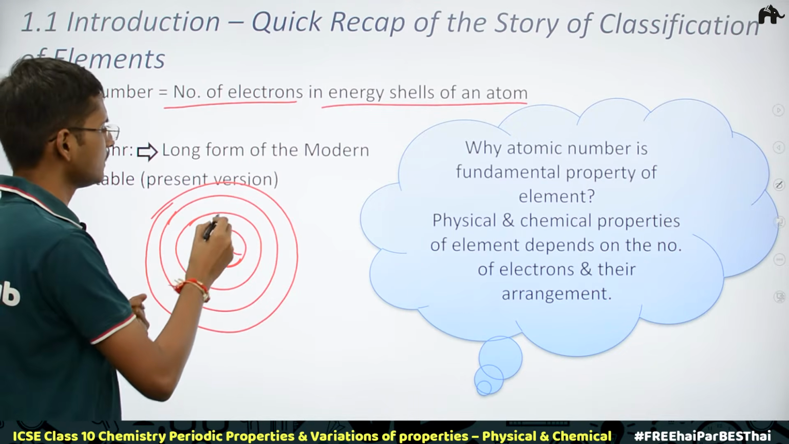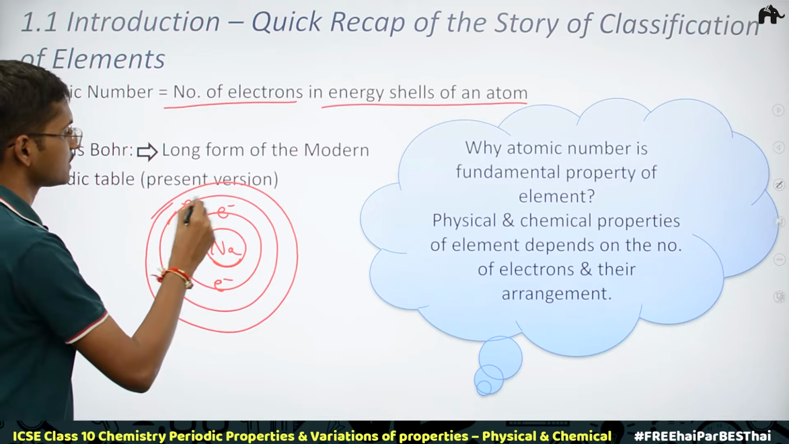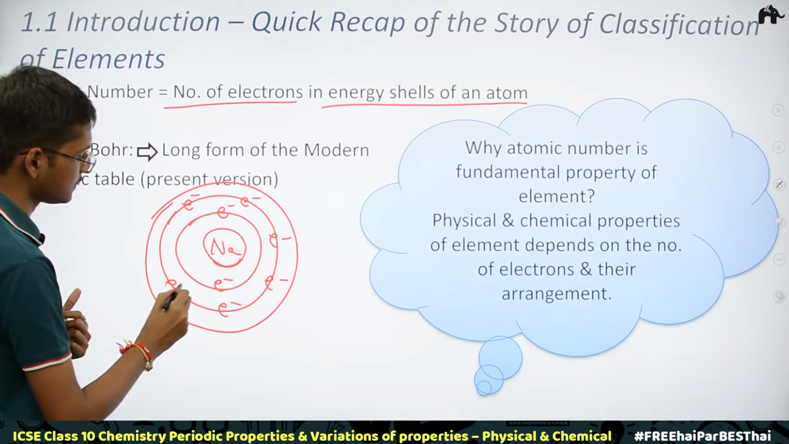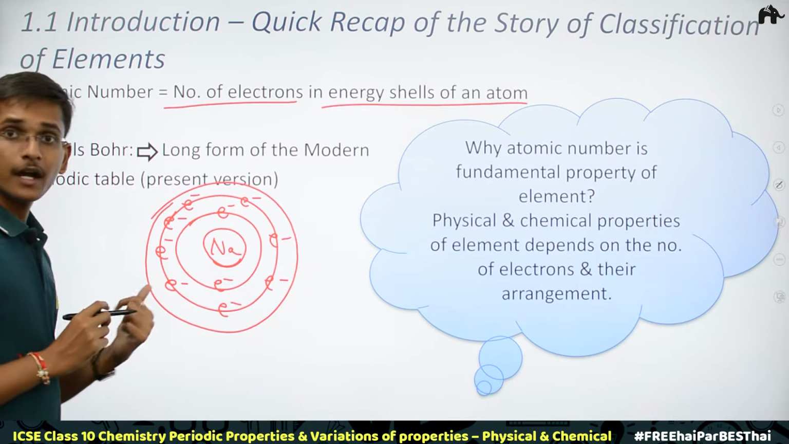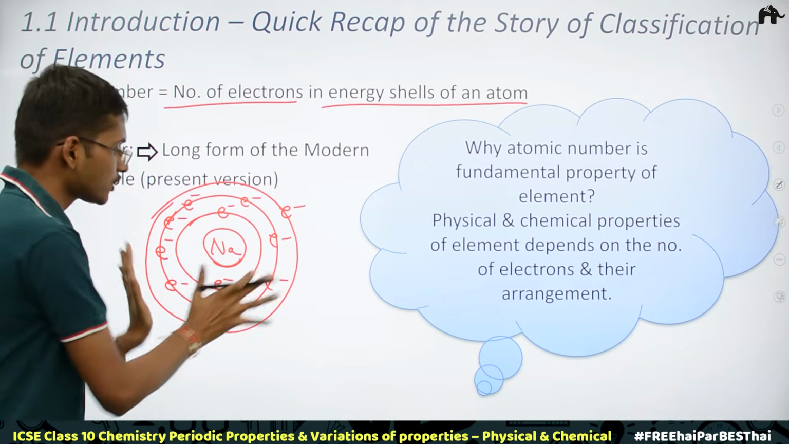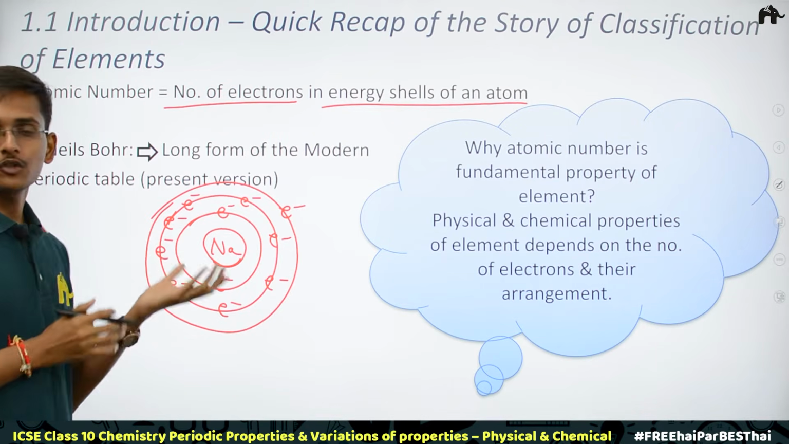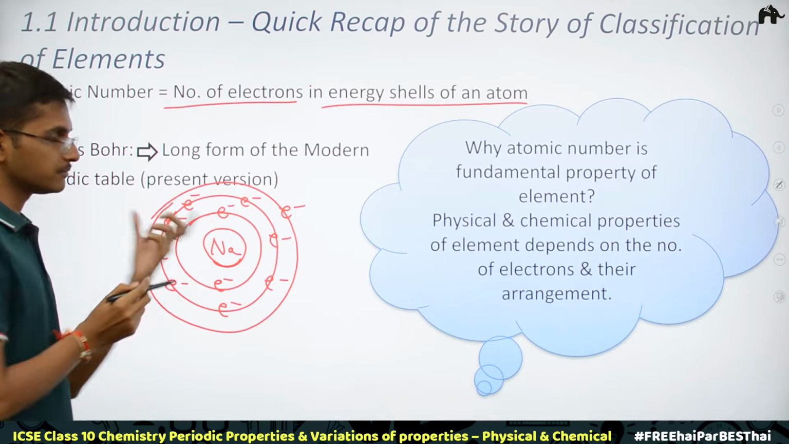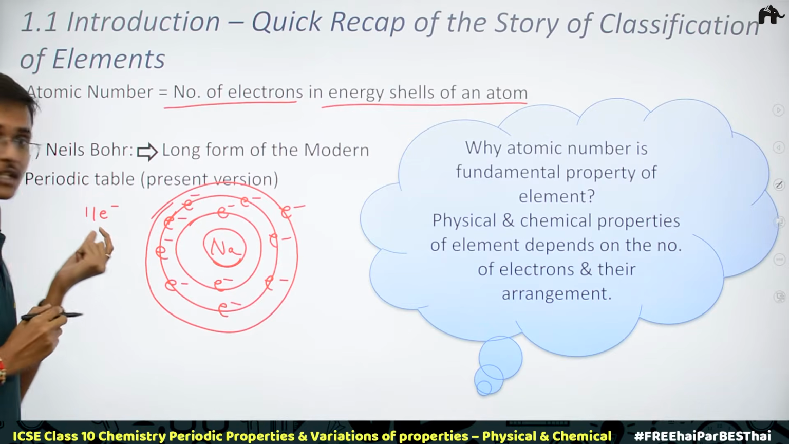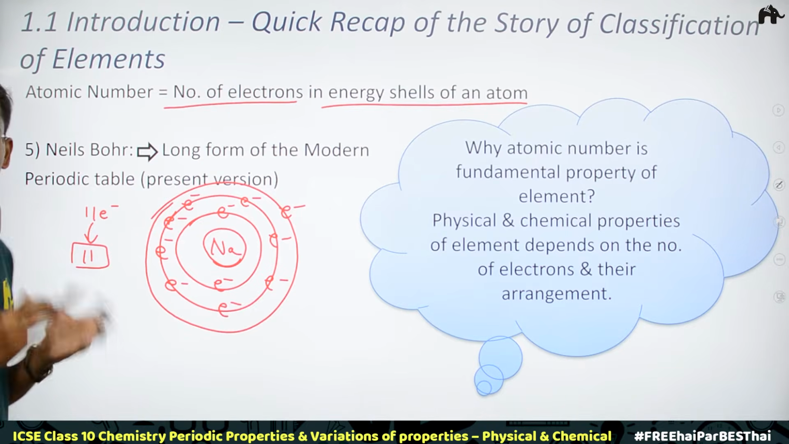Now in the first shell, sodium has 2 electrons. I'm showing this e minus as electron. Then in the second shell, sodium has 8 electrons: 1, 2, 3, 4, 5, 6, 7, 8. And in the third shell, it has 1 electron. So the number of electrons in the energy shells of an atom is the atomic number. How many electrons are you able to see here? 1, 2, then 8 means 10, and 1, then 11. So there are a total of 11 electrons in the energy shells of a sodium atom, which means the sodium atom's atomic number is 11. Right? It's very clear.